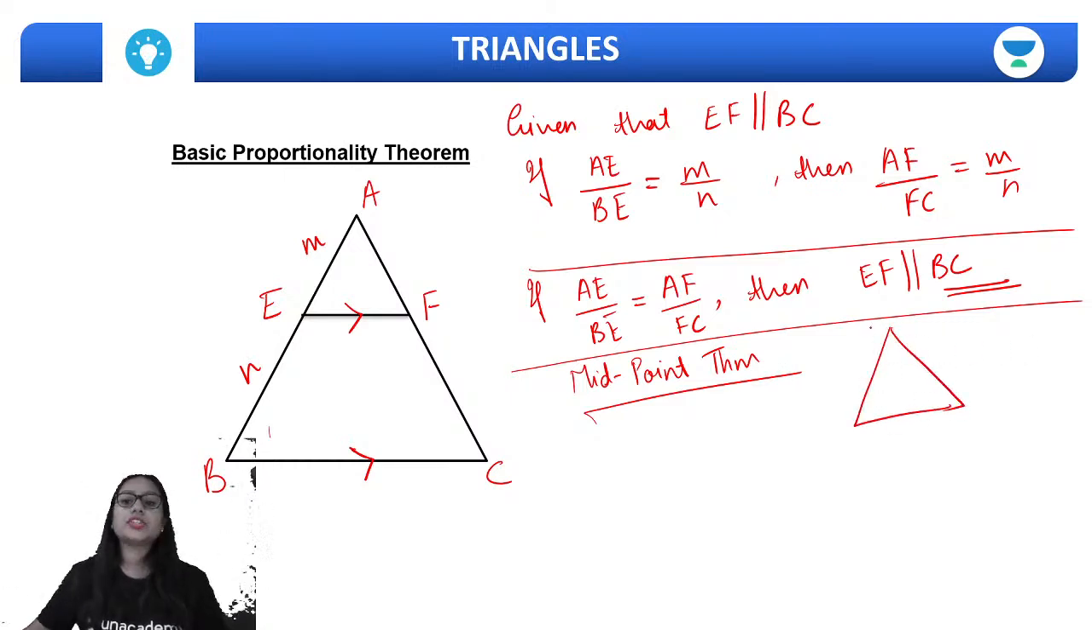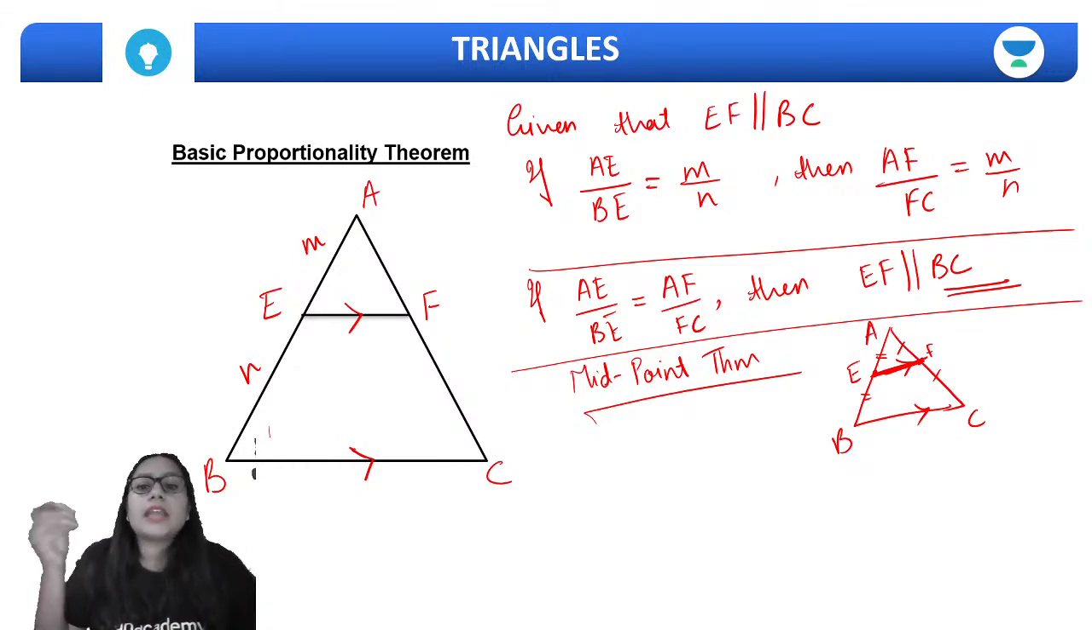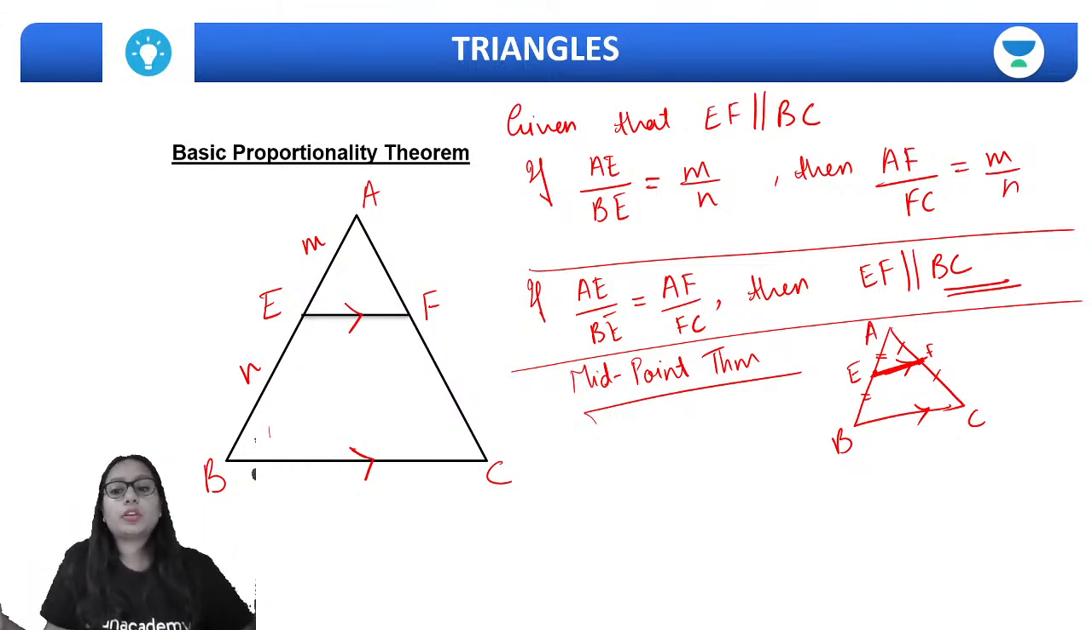If I have this triangle ABC and I draw a line joining the midpoints E and F of AB and AC, then EF would be parallel to BC. So the midpoint theorem is the same as the basic proportionality theorem. The only difference is that in basic proportionality we have a ratio m is to n, whereas in the midpoint theorem the ratio is 1 is to 1, as it is the midpoint.